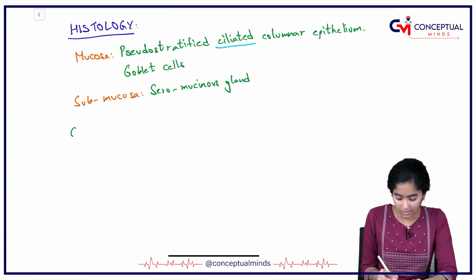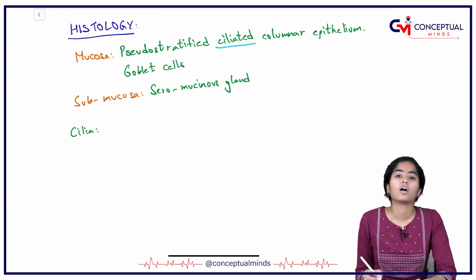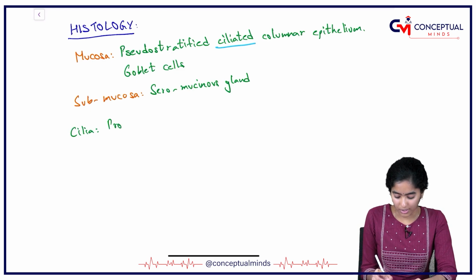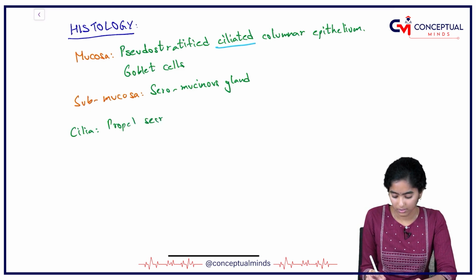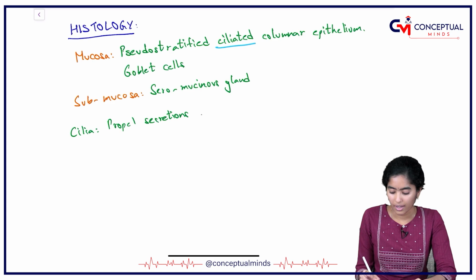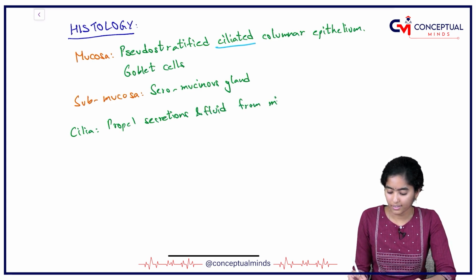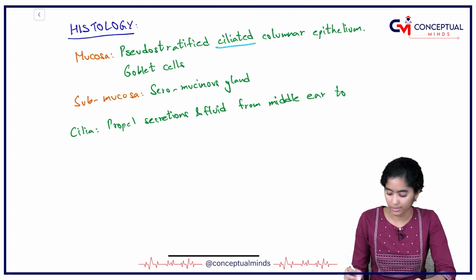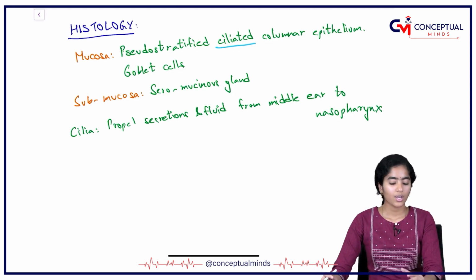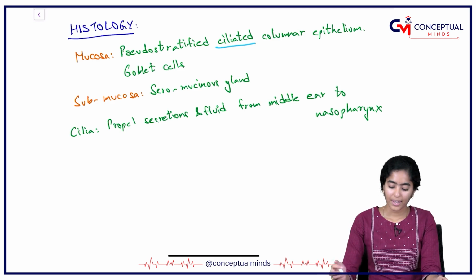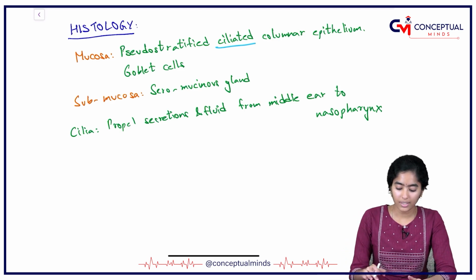So the cilia propel the secretions and fluid from middle ear to nasopharynx. Direction of movement is very important. It is from middle ear to nasopharynx and not the other way round. So this is about the histology of Eustachian tube. Next, let us understand about the nerve supply.